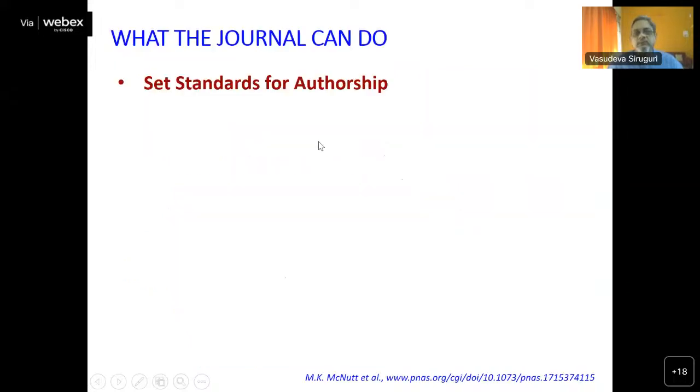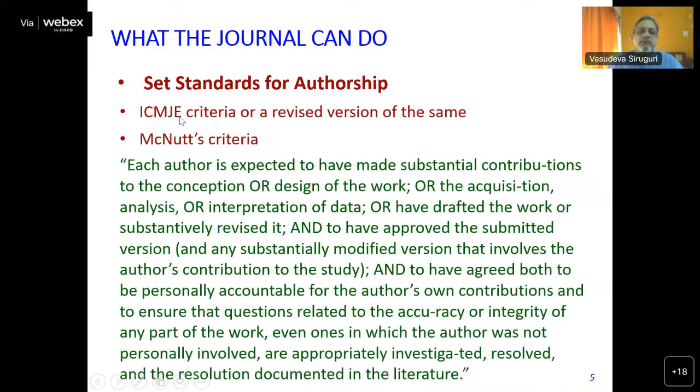So the journals first have to set what are called standards for authorships. First standard is what I talked about, the ICMJE criteria. Now this has actually undergone a lot of revisions. We have another criteria called the McNutt's criteria, where each author is expected to have made substantial contributions to the conception or design of the work, or acquisition, analysis, or interpretation of data. So you see there are certain 'or's and 'and's which have been put in here as compared to the earlier ones. So some change in the criteria has been suggested. And so such standards have to be put in for the authorship.